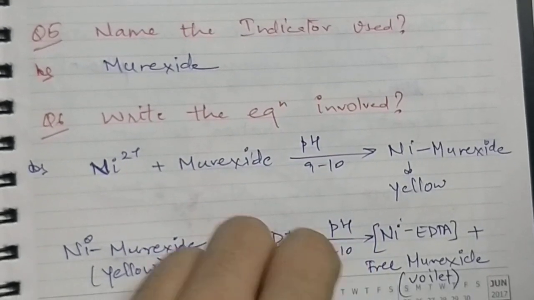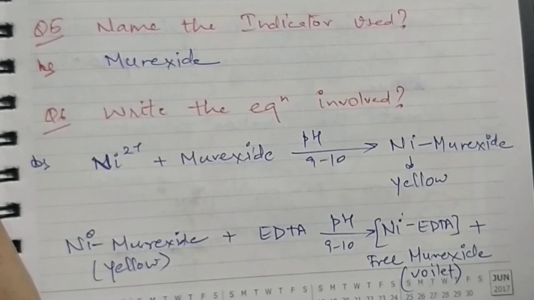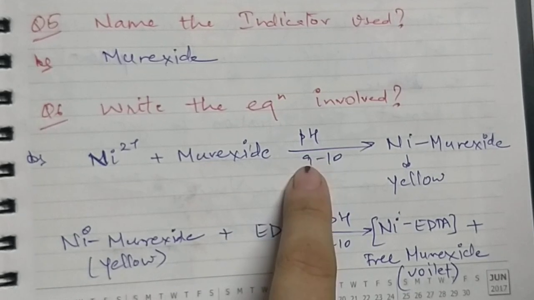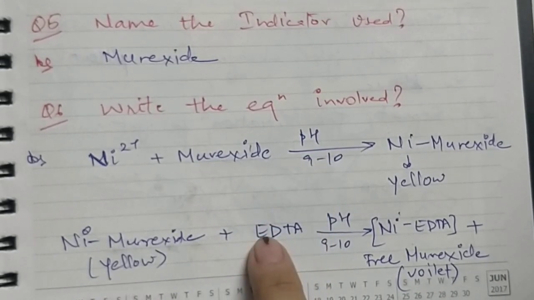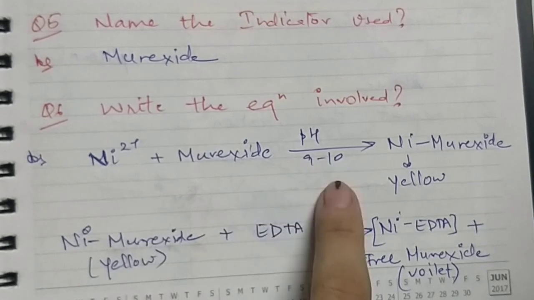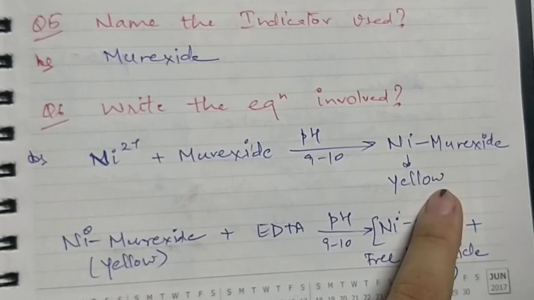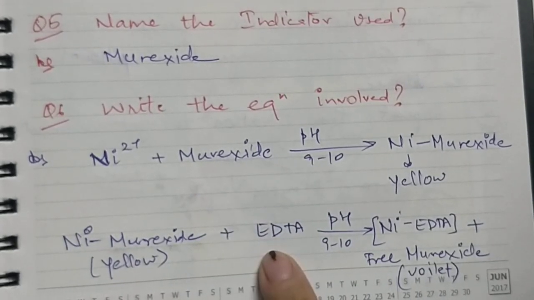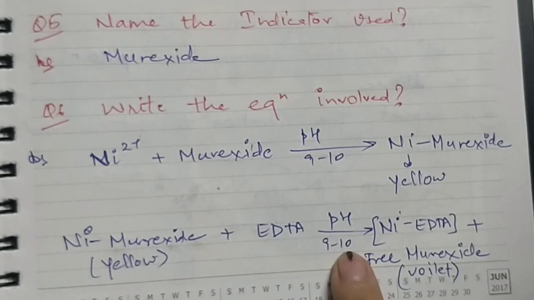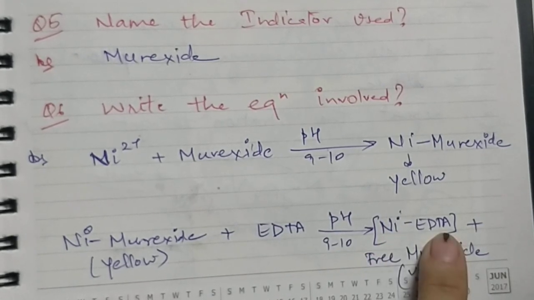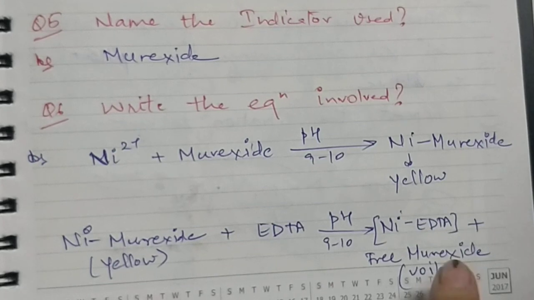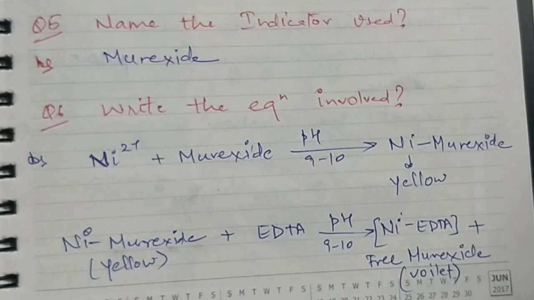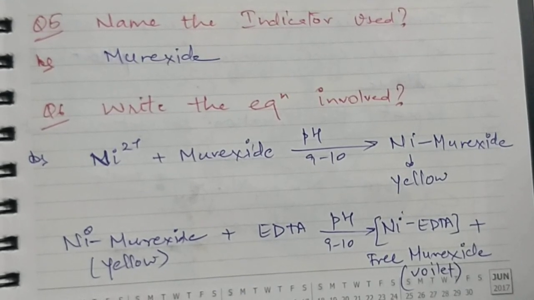Now the next question is, write the equation involved. The equation involved is almost the same except the metal ion is changed and the indicator is changed. The pH range is the same and the complexing agent EDTA is the same. Nickel reacts with murexide at the pH and forms a yellow colored complex, that is nickel murexide complex. This yellow colored complex is titrated with EDTA from the burette, at the same pH buffer, which forms nickel EDTA complex, and free murexide is seen as violet color solution. So when you achieve violet color, you stop the reaction. It indicates that the reaction is completed now.